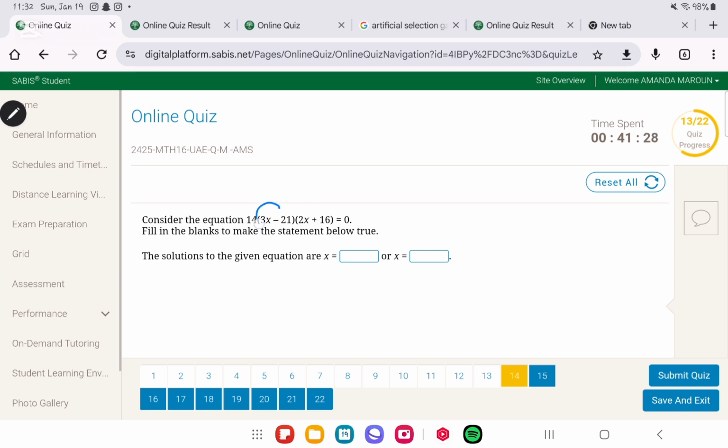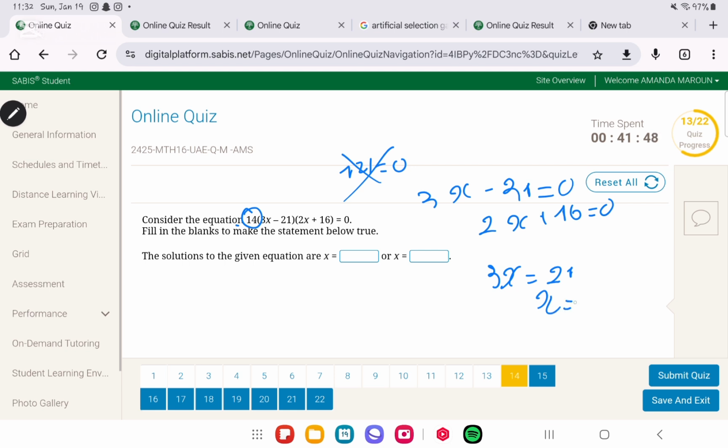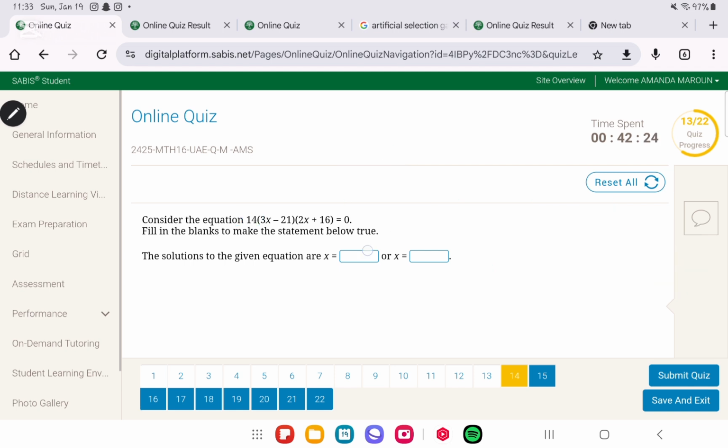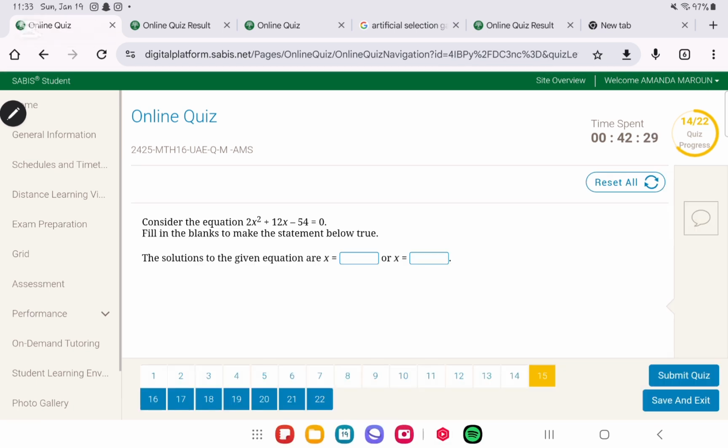Now over here, you are just going to take this and this, or if you want, we can take everything and make it equal to 0. So 3x minus 21 equals 0, and 2x plus 16 is equal to 0. Definitely we do not take this, it does not make sense. So 3x is equal to 21, x is equal to 7. And then 2x plus 16 is equal to 0, so 2x is equal to minus 16, so x is equal to minus 8. So the solutions or roots are going to be 7 or minus 8. Moving on to question number 15.